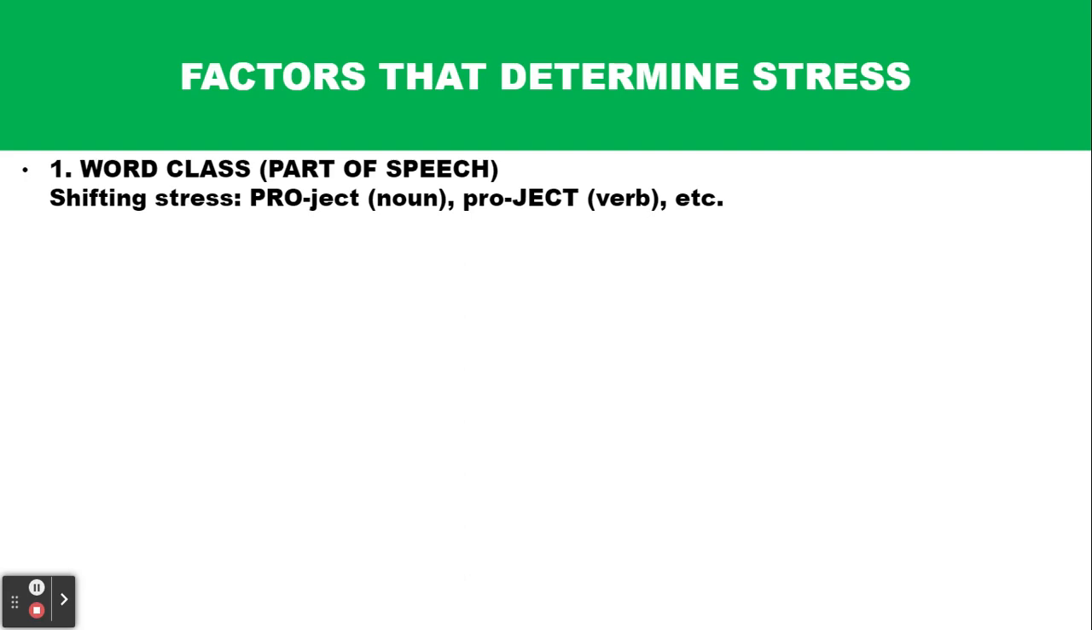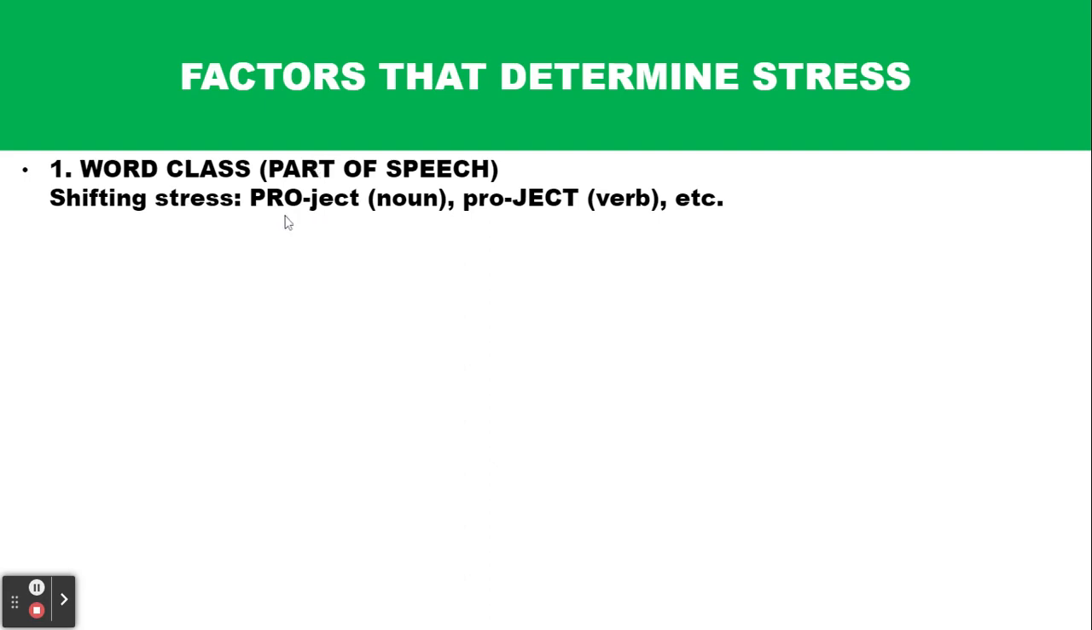That is a noun. A noun is the name of a person, animal, place, or thing, or even idea. So a project is the name of something. And then when you place stress on the second syllable of the same word, then the meaning changes from being a noun to being a verb. And this means that, with stress, you have changed the word class or the part of speech, if you like.